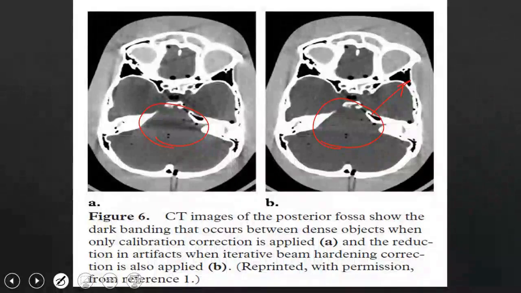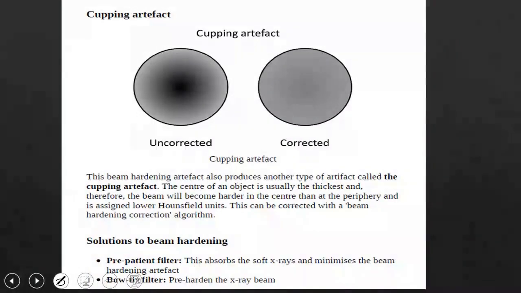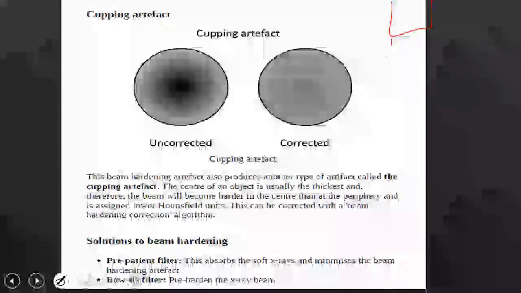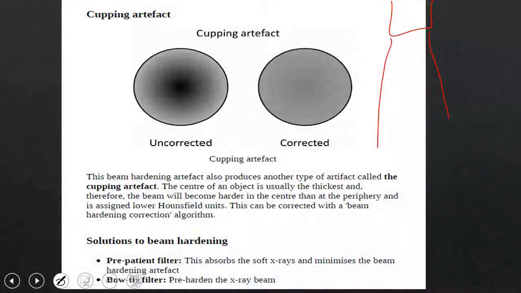What is being used here includes everything that contributes to the iterative beam hardening correction. And there is something called capping artifact. If we consider the X-ray tube and say that the X-ray beam is falling on, if I remember correctly, the area of the patient and the periphery area of the patient.